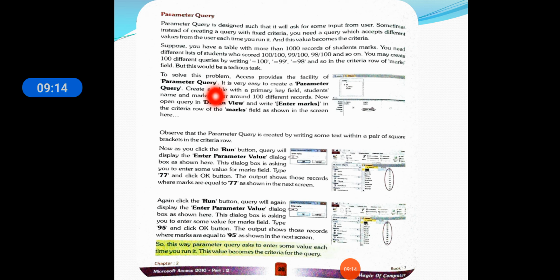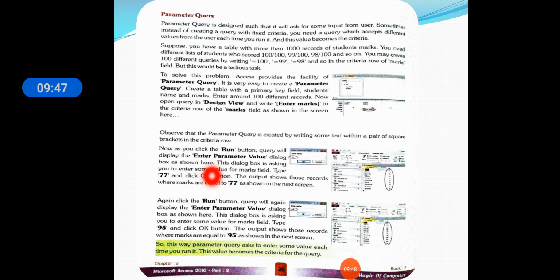So you can see it is very easy to create a parameter query. We have to enter 100 different records. Now open the query in design view and write Enter marks in the criteria row of the marks field as shown in the screen. So we just have to open the design tab and enter the marks. Observe that the parameter query is created by writing some text within a pair of square brackets in the criteria row. Now as you click the run button, the query will display the Enter Parameter Value dialog box as shown here.